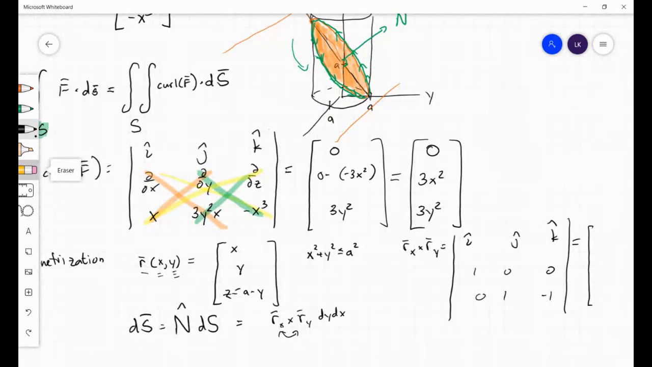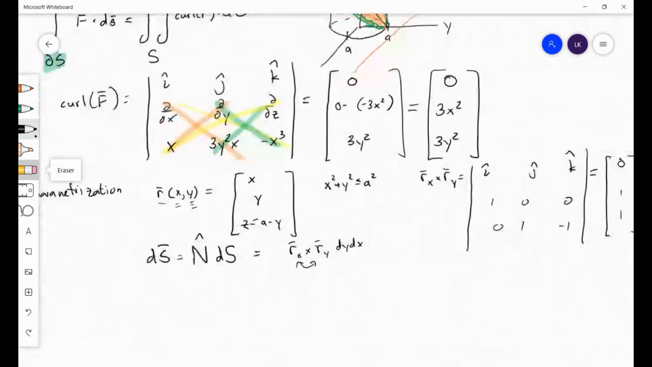All right, (0, 1, 1). Yeah, so that works out, right? That has a positive y component, positive z component, so the normal is pointing upward like that.